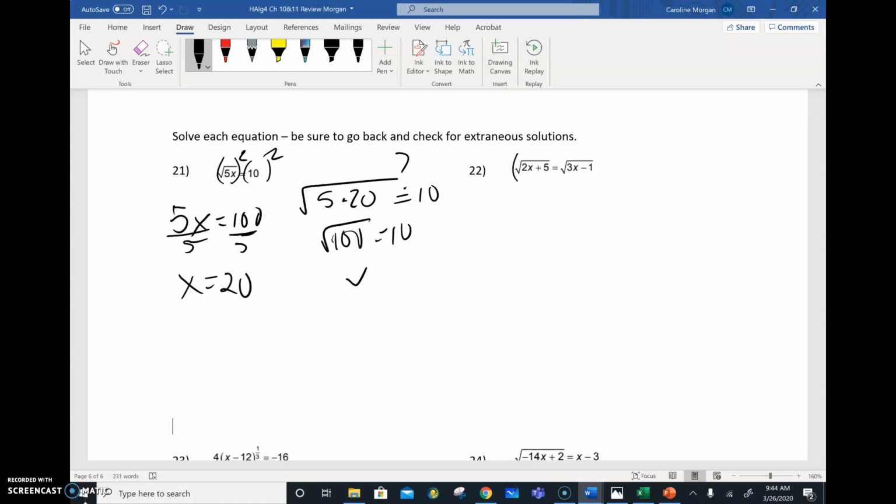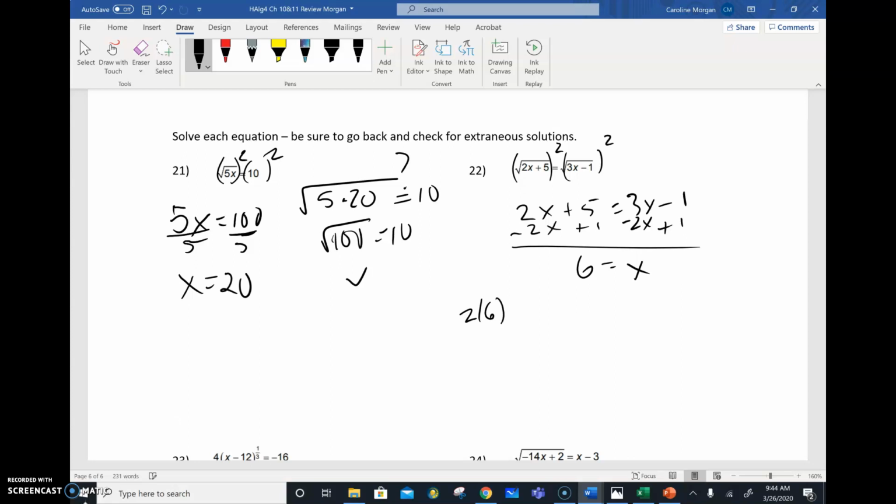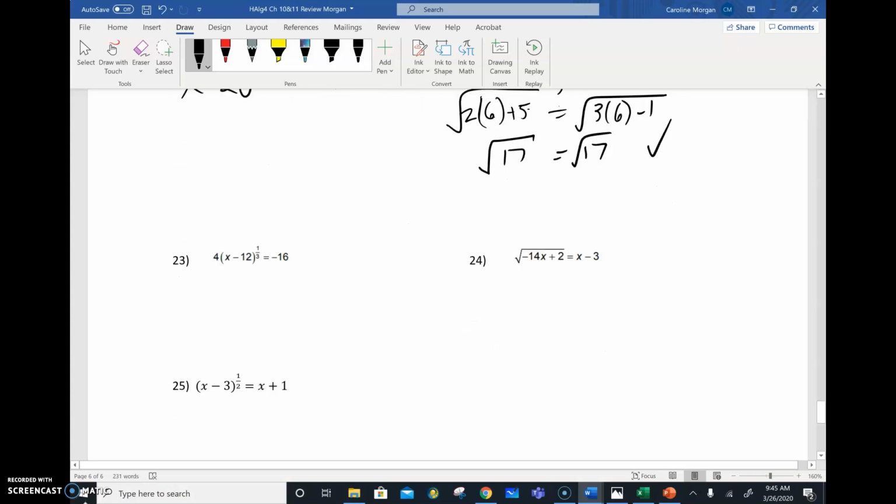All right, what's interesting here, I can square both sides, can I? I get 2x plus 5 equals 3x minus 1. So I'm going to subtract 2x, and I'm going to add 1. So I should have x equals 6. Okay, let's check it. 2 times 6 plus 5. Does that equal 3 times 6 minus 1? 12 plus 5 is 17. Does that equal 18 minus 1, which is 17? It does. So we're good, right?